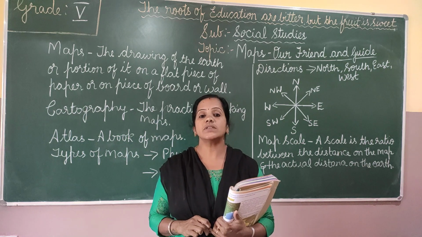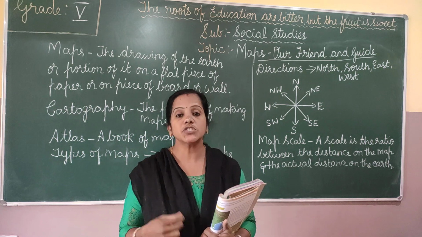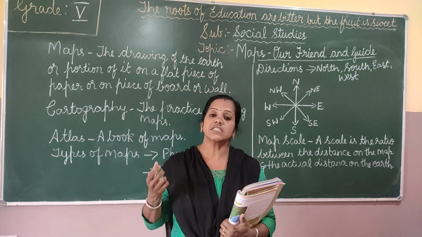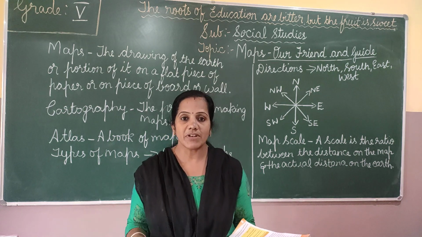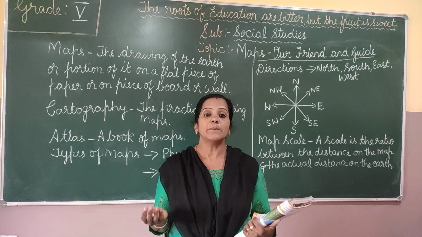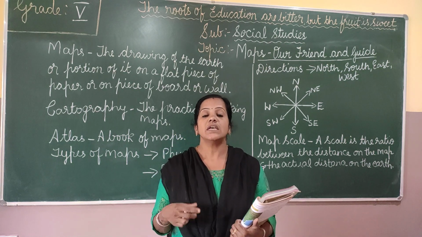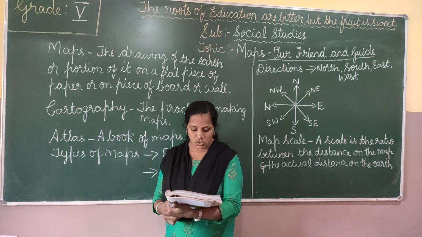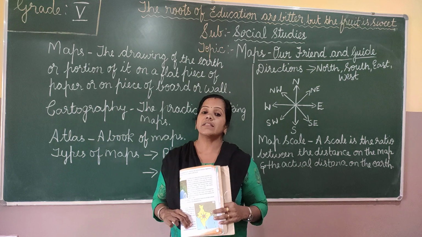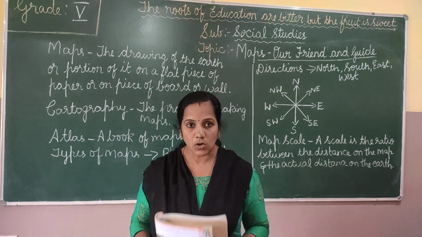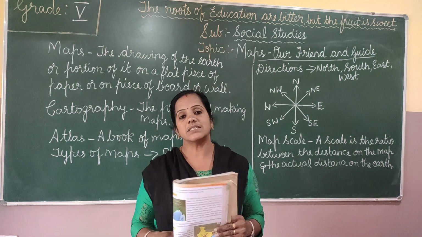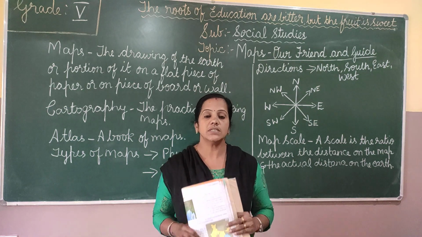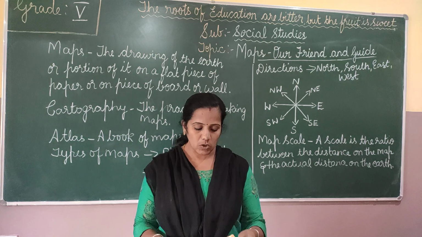And the globe is difficult to carry from one place to another, but maps are handy, as they are on a flat piece of paper. We can fold it and carry it from one place to another. And the last point, the globe is costly, whereas the maps are cheaper. So these are the differences between the maps and the globes.